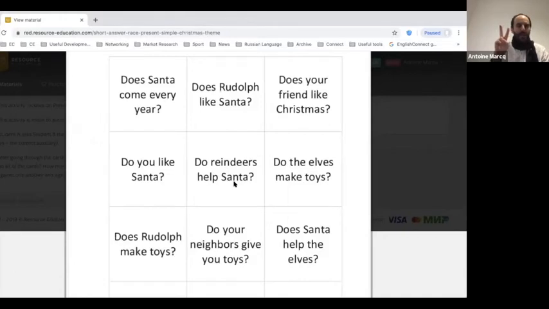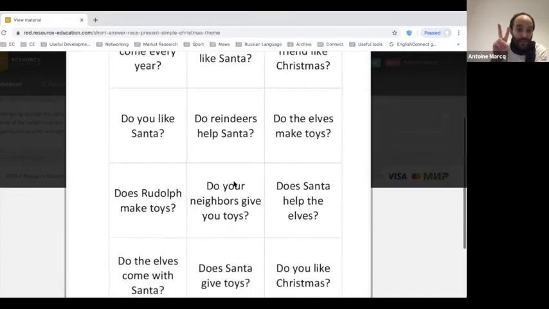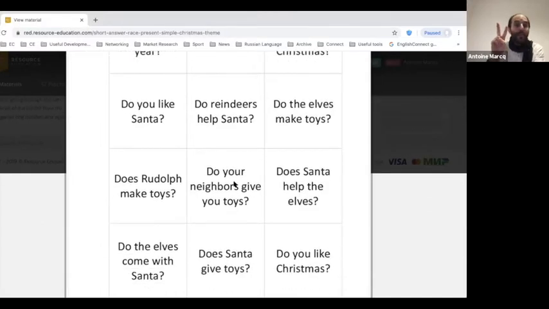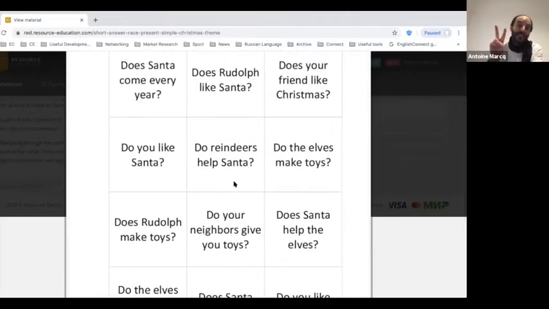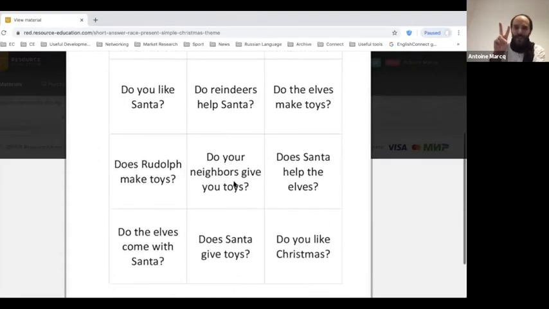Ready, steady, go. Does Santa come every year? Yes, he does. Do you like Santa? Yes, I do. Does Rudolph make toys? No, he doesn't. Do the elves come with Santa? No, they don't. Does Santa give toys? Yes, he does. Do your neighbors give you toys? No, they don't. Do reindeers help Santa? Yes, they do. Does Rudolph like Santa? Yes, he does. Does your friend like Christmas? No, he doesn't. Do the elves make toys? Yes, they do. Does Santa help the elves? No, he doesn't. Do you like Christmas? Yes, I do.